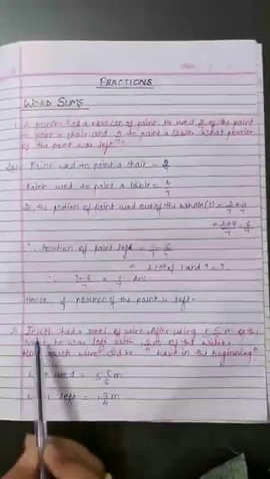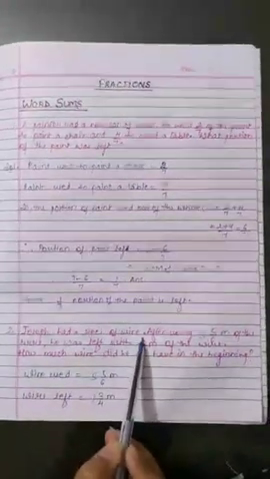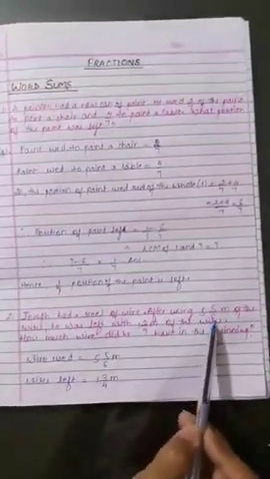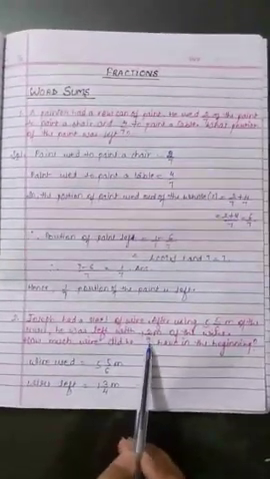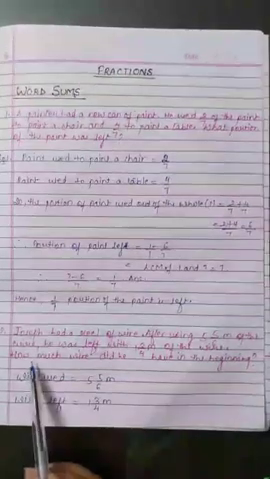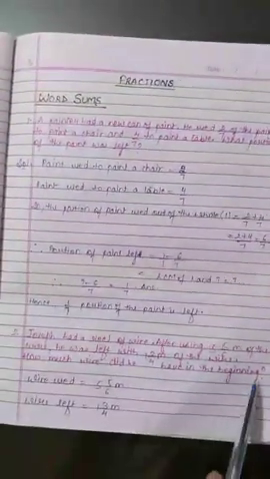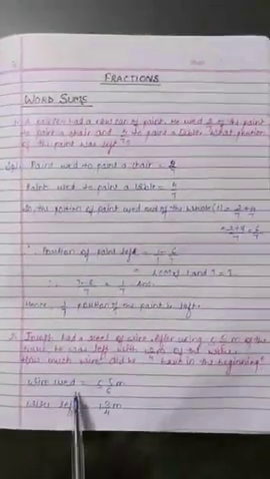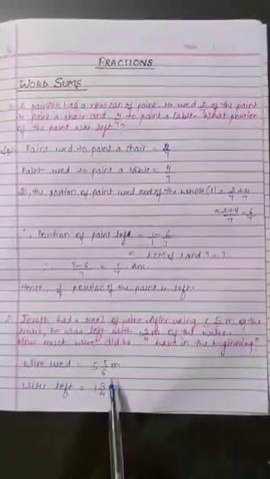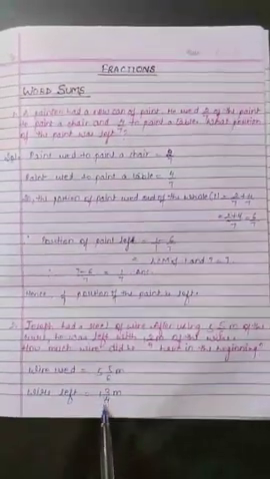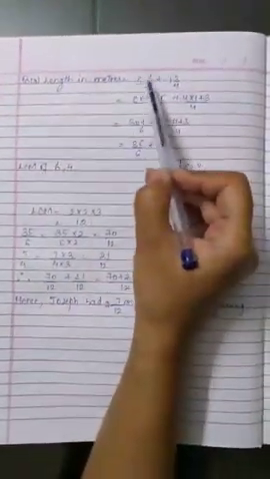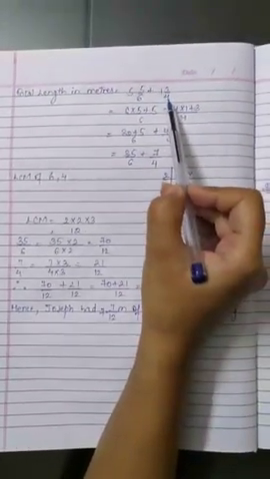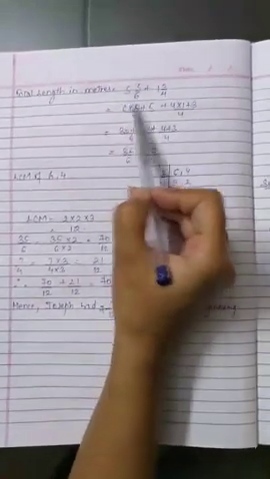Example 2. Joseph had a reel of wire. After using 5/6 meter of the wire, he was left with 1 3/4 meter of the wire. How much wire did he have in the beginning? Now, the wire used is 5/6 meter and the wire left is 1 3/4 meter. So the total length in meters is 5/6 and 1 3/4. As you all know, these are mixed fractions.